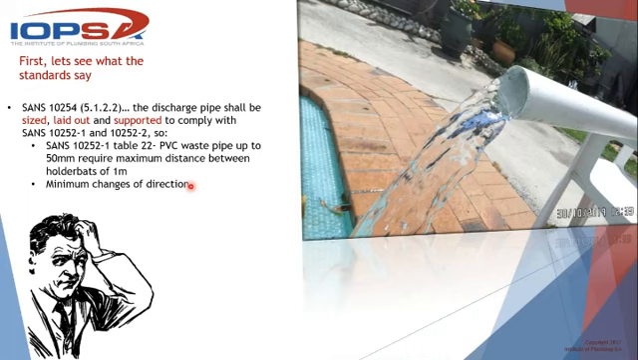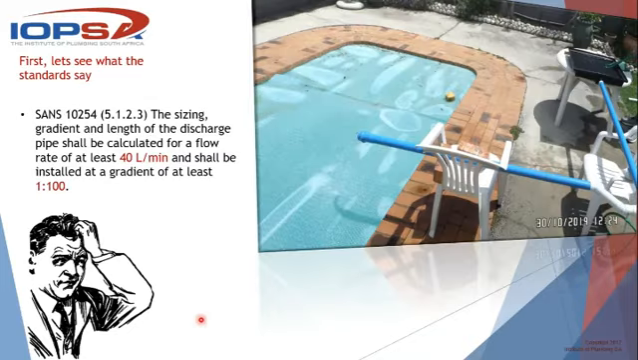The fact is that you've got to comply with a number of standards. 10254 continues to say about the sizing, gradient, and length. Now, this is important because this is what we all argue about. The sizing, gradient, and length of the discharge pipe shall be calculated for a flow rate of at least 40 liters per minute and shall be installed at a gradient of at least 1 in 100. So it's giving you a minimum gradient, minimum fall. You may not install it at less than that fall, period. But you must also ensure that it is able to discharge at least 40 liters per minute.